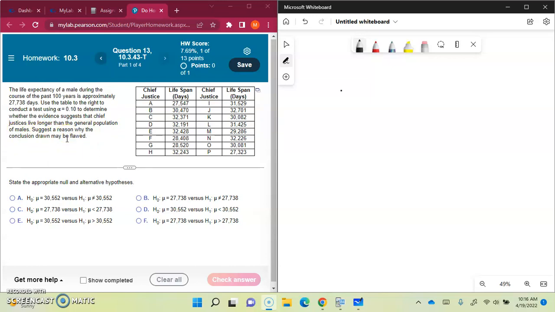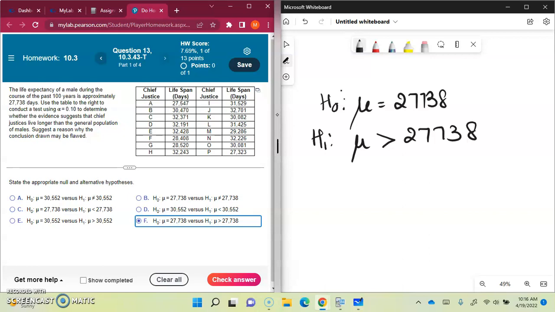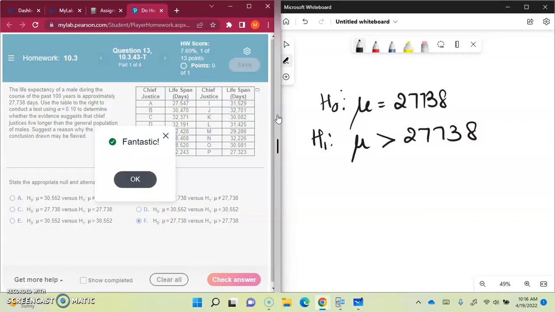So let's write the hypothesis first. H naught is mu is equal to that number which is given, 27738, and H1 is saying that the evidence suggests that they live longer. So the mean has to be more than that same number, right? So I think H naught is this and the alternate is the mean is more. So let's check that out.